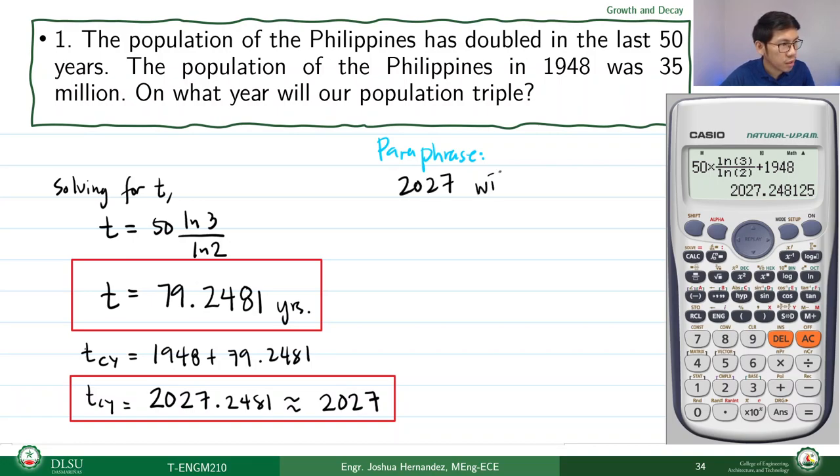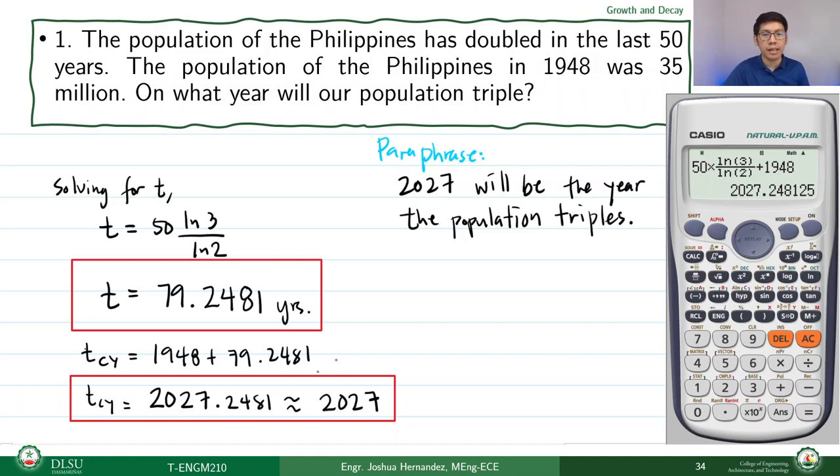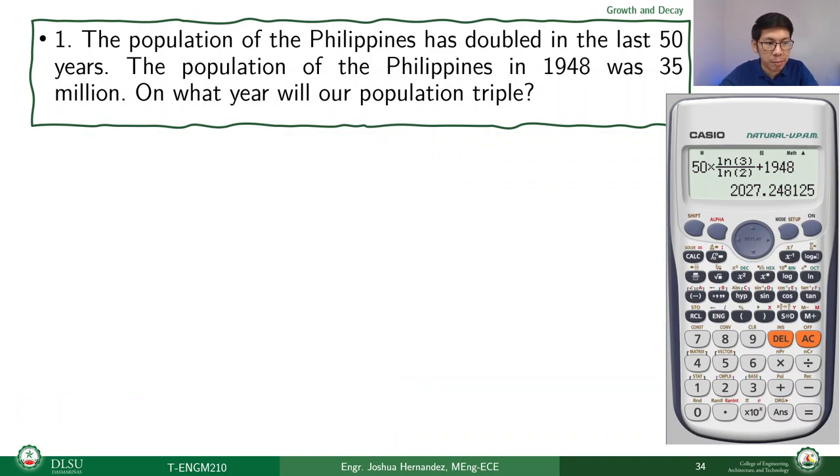2027 will be the year the population triples. Yeah. Okay. So there you have it. That's how you use the GRASP method in solving worded problems for word problems. Okay. So let's move on to our next problem.